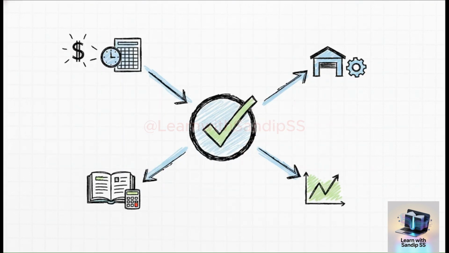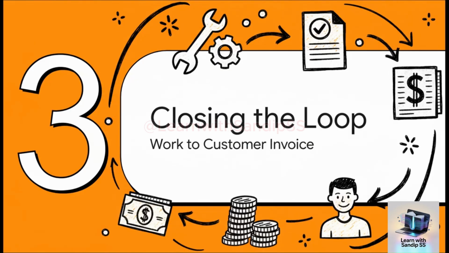And that one single click sets off a chain reaction across the entire company. Boom. Their time is automatically sent to their timesheet for payroll. The parts they used are instantly deducted from the warehouse inventory, and the costs are posted to the finance department's books. One action, multiple, perfectly synchronized updates. It's just incredibly efficient.